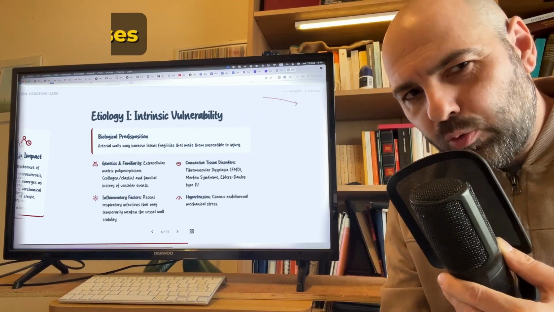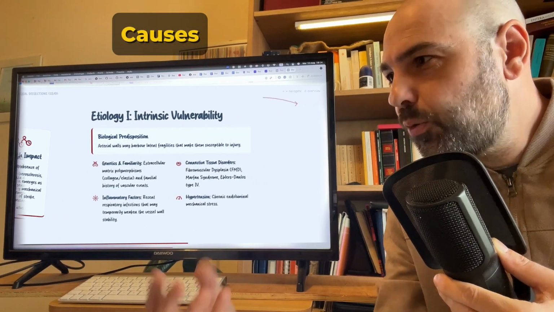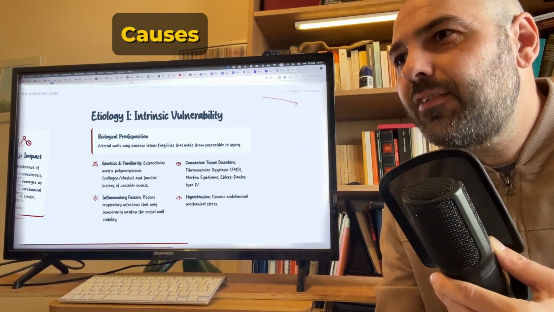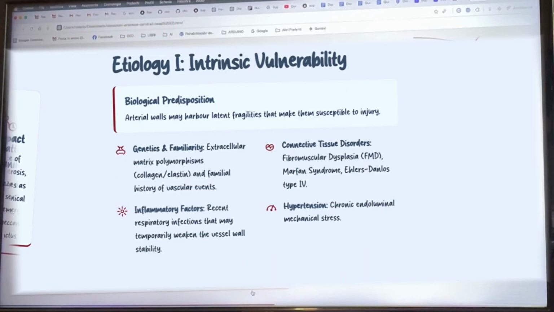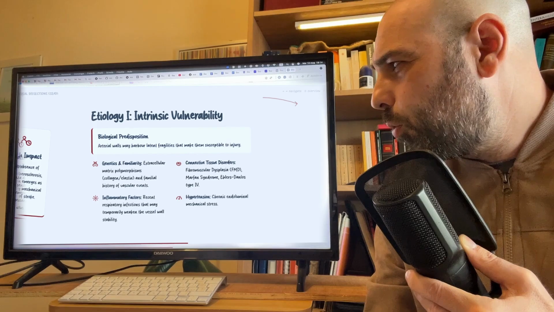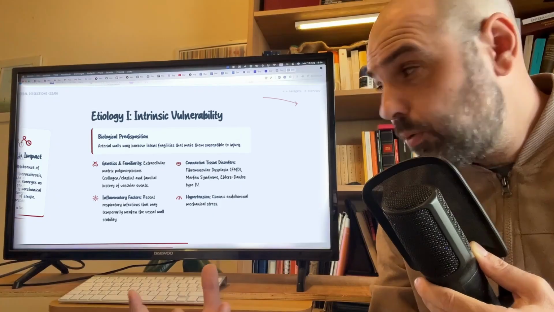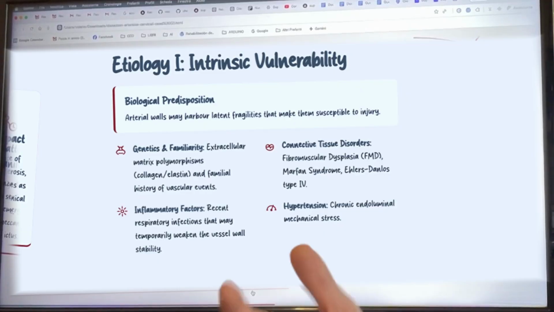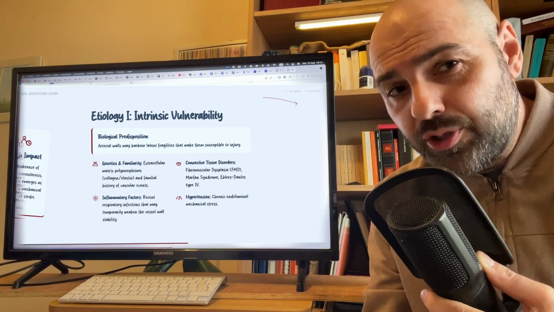Let's talk about the causes of dissection. Why does one of our vessels have to tear at a certain point? Well, there is certainly a genetic and biological predisposition, an alteration in the cellular structure of our vessels, in collagen, in elastin, and there is also a certain familial tendency.